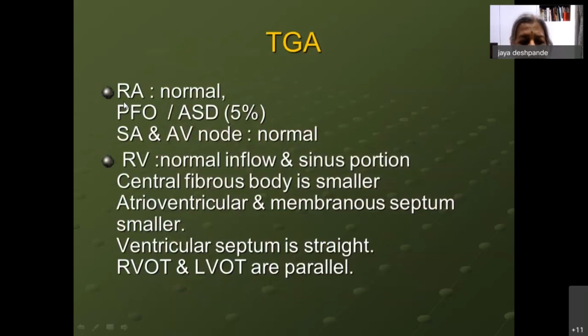So, coming to the anatomy, the right atrium is usually normal. You may have a PFO, patent foramen ovale, or an ASD in 5%, and the SA node and the AV node are normal.